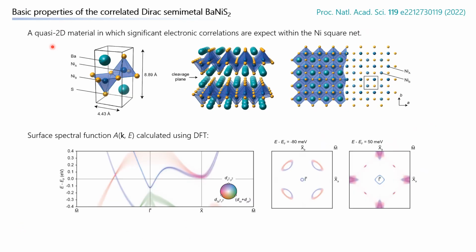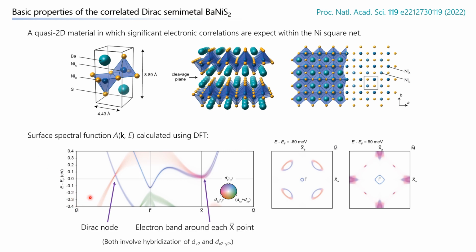So, barium nickel disulfide is a quasi-two-dimensional material with layered nickel square nets. In this kind of system, we should expect electronic correlations to play some significant role. As well as this, at the bottom here, I'm going to highlight two interesting features of the surface electronic structure. Firstly, here on the left, a topological Dirac node between gamma and M in the surface Brillouin zone. And around the X point, also this electron-like band, which I'll discuss more as we go along.